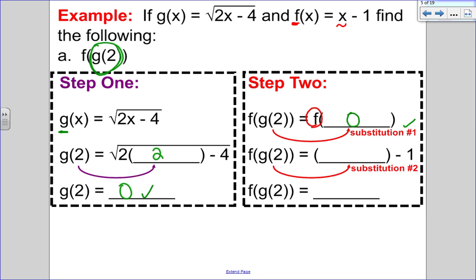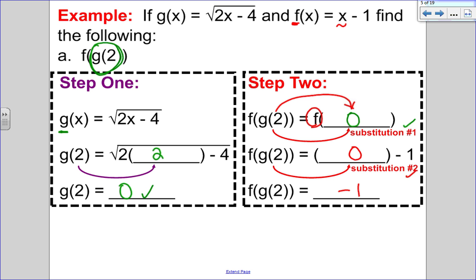So when I want to do this one here, I'm going to do f of g of 2, and g of 2 is 0. So instead of x minus 1, I'm going to have 0 minus 1, and that is substitution number 2. And then I just do 0, take away 1, and that's negative 1. So I'm working inside out. I found what g of 2 was, and I substituted that as the new x for f of x. And then I took f of x and substituted the new x value, which is 0, and simplified it.